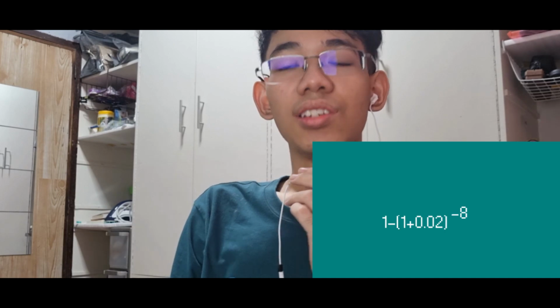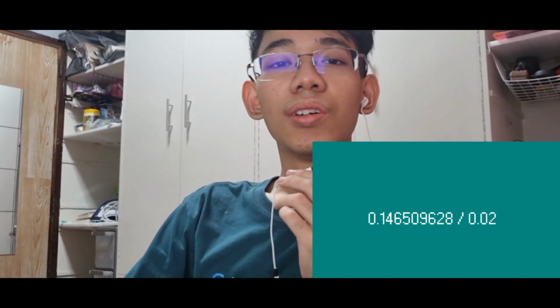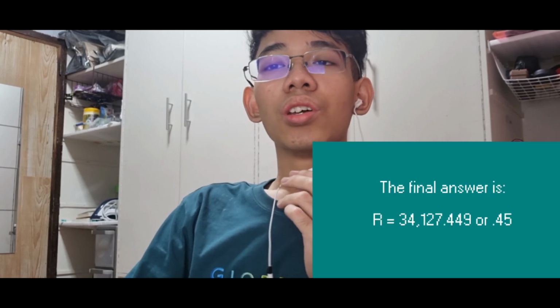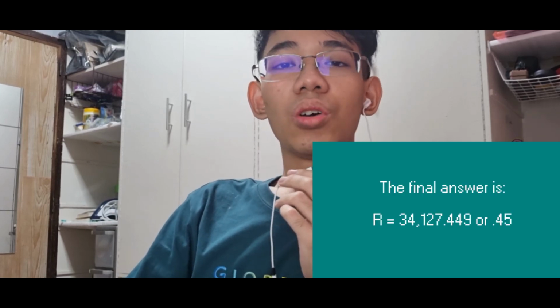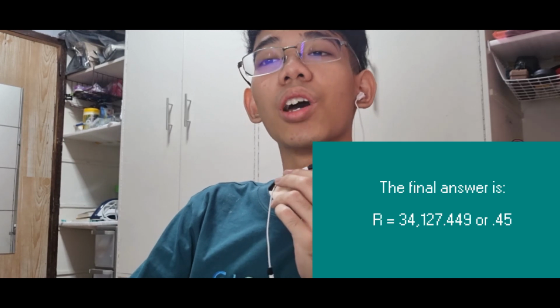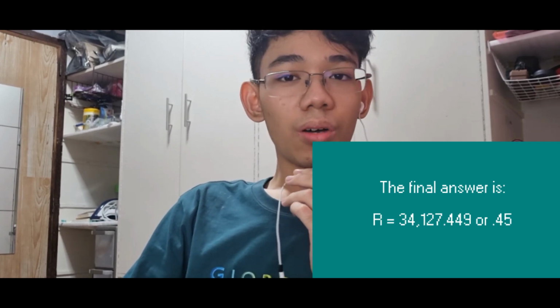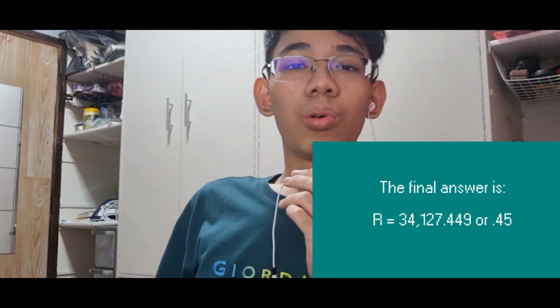If you complete the parentheses, then the answer would be 0.146509628. And then when you divide that number with 0.02, the answer would be 7.3254814. And then when you divide 250,000 by that number, it will be the final answer. So the final answer is R equals 34,127.449, or to round it off, 34,127.45.